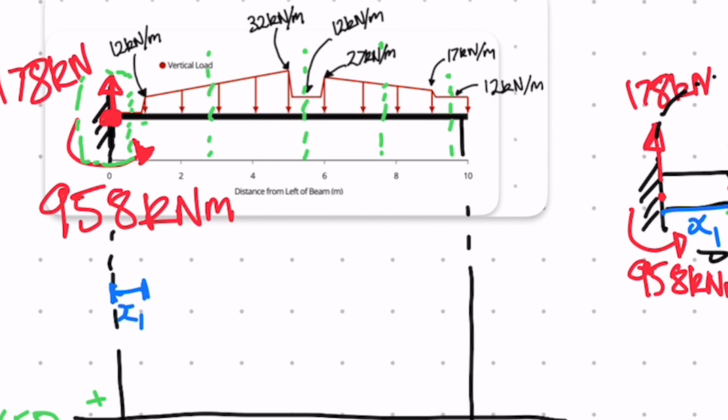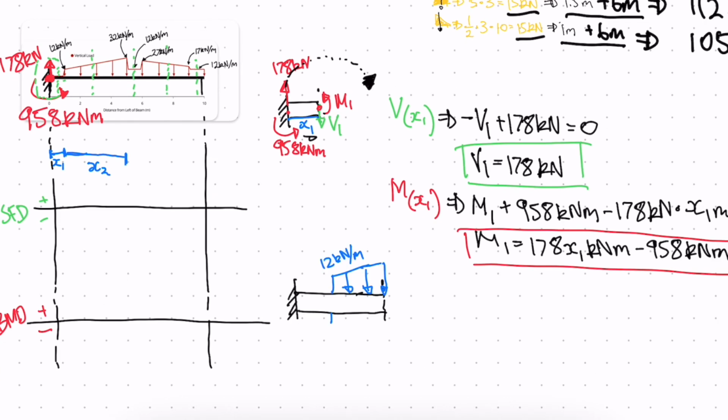All right, so let's find our X2. So our X2 will be this distance up to here, up to our 5 meter point. So let's redraw our beam. This distance is 1 meter, and this distance will be X2. And then we have our reactions, same as before, 178 kilonewtons, and this reaction was 958 kilonewton meters. We have a shear, we'll call it V2, and we have our moment, which we'll call M2.